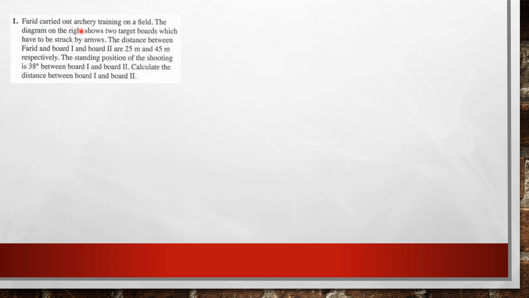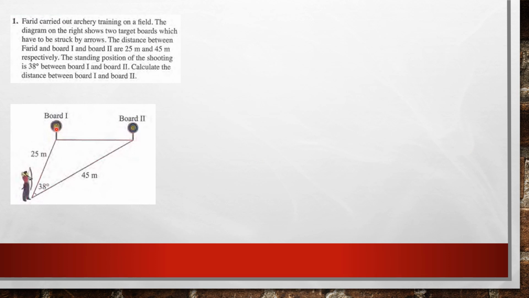Farid carried out archery training on a field. The diagram on the right shows two target boards which have to be struck by arrows. So you have board 1, board 2 here. The distance between Farid and board 1 and board 2 are 25 and 45. So Farid to board 1 is 25 meter and Farid to board 2 is 45 meter respectively. The standing position of the shooting is 38 degrees. So the angle here is 38 degrees between board 1 and board 2.